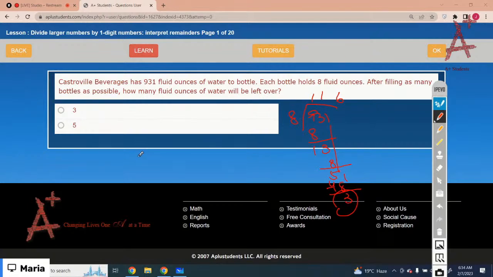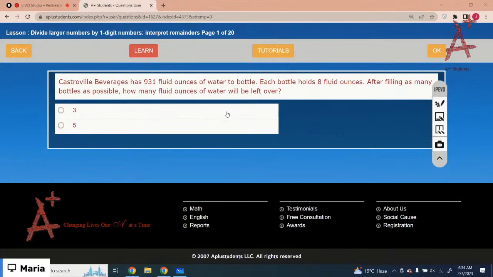Got it? So the correct option is 3. Just select the correct option and click on the OK button.